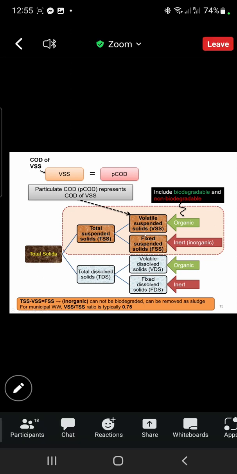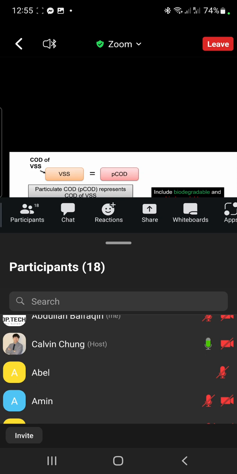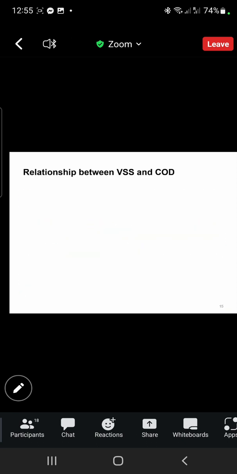plus your fixed solids. Fixed solids are inorganic, volatile solids are organic. Most of the time in the field of environmental engineering, we represent our microbes, sludge, as volatile. More exactly speaking, it's volatile suspended solids, but in solid waste we represent it as volatile solids because we don't really have dissolved solids. So just pretend you don't have suspended or dissolved solids in this PowerPoint slide. Okay, so that's probably it.